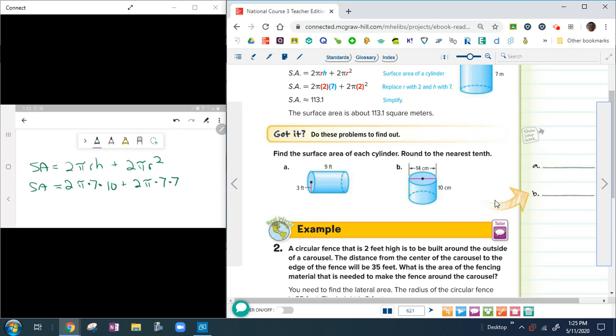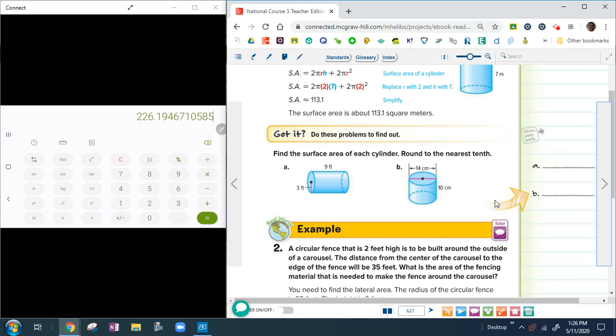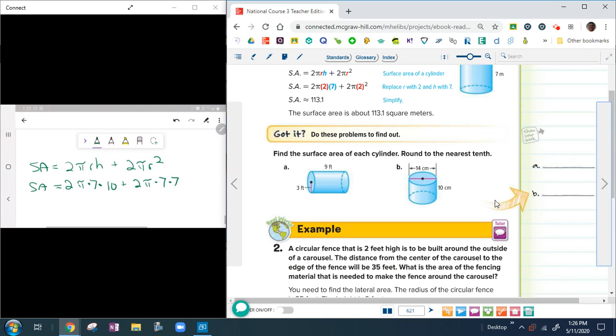All right. Let's use our calculator. We have 7 and 10. Okay, so 2 pi times 7 times 10 plus 2 pi times 7 times 7. All right, and we're going to round to the nearest tenth again, so that's going to give us 747.7. And in this case, it's going to be centimeters squared.